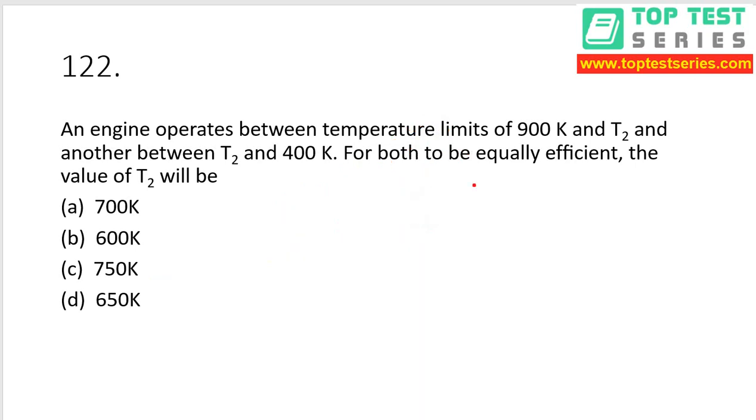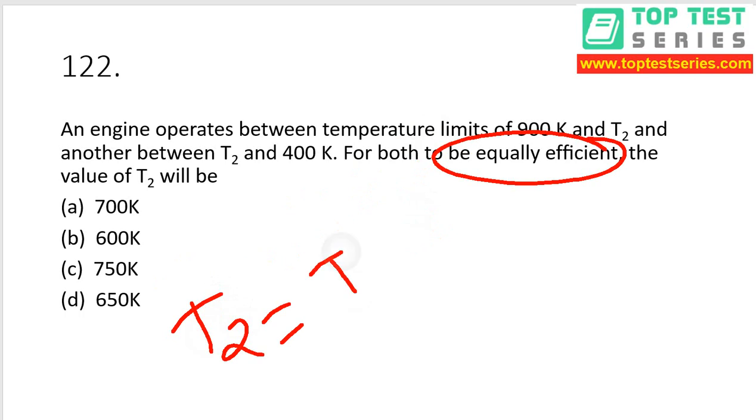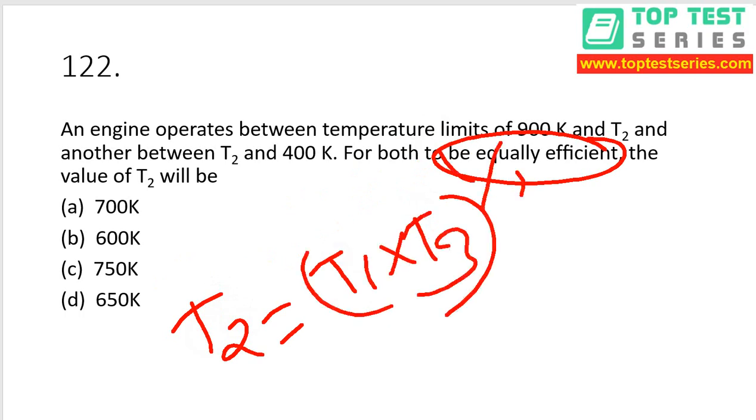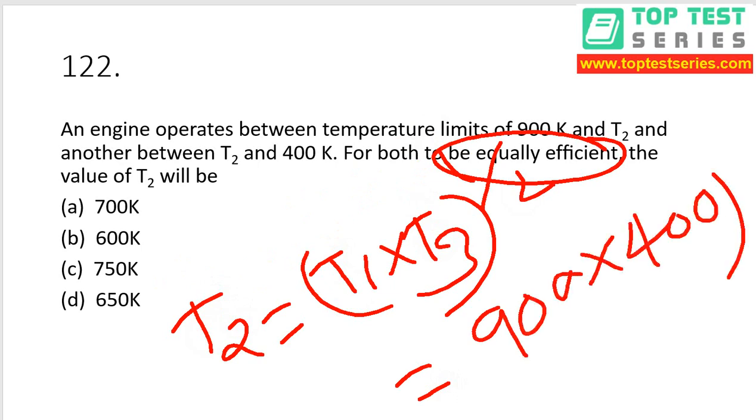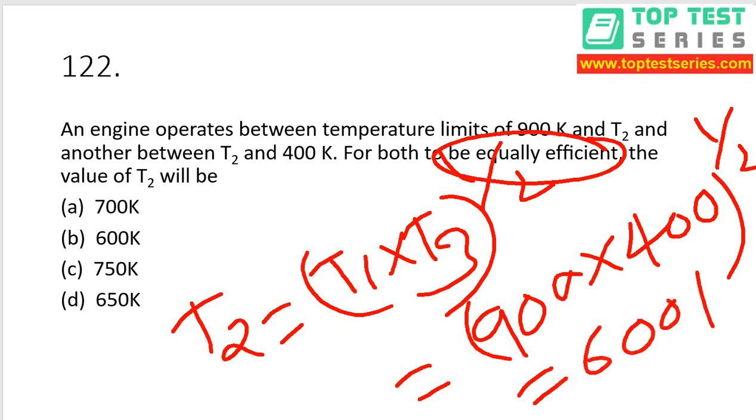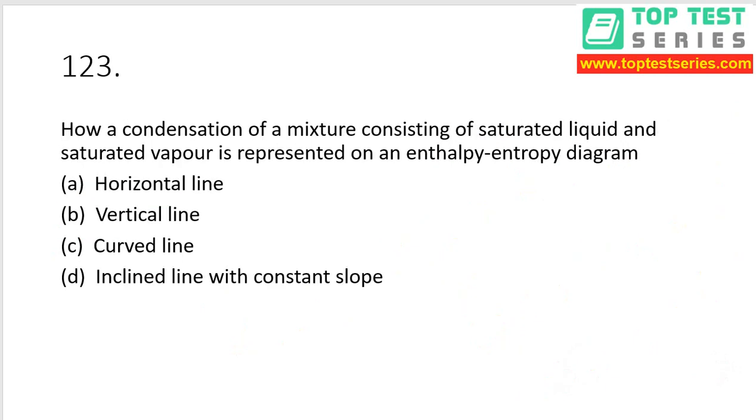Whenever, my dear, we have same efficiency, then T2 is equal to what? T1 multiplied by T3, power 1 by 2. That means 900 multiplied by 400, power 1 by 2, will be what, my dear? 600 Kelvin. So what will be the answer for this question, my dear? Option B is the correct answer for this question.